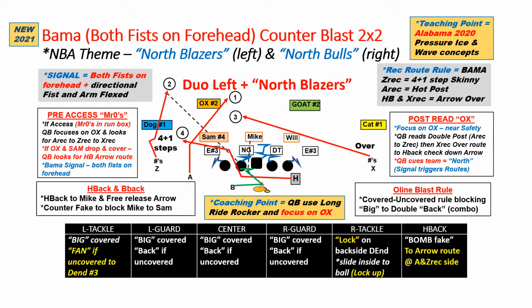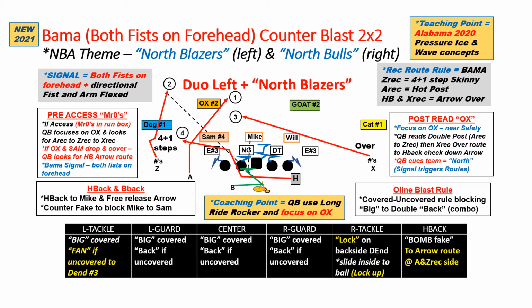Key point here, the quarterback needs to use a long rocker fake, riding his arms down with the back and then rocking back, but his eyes the whole time are focusing on the ox, which is the onside receiver. In the diagram here, he's in the upper left-hand corner. So you can see what happens against two high safeties. We're going to run a double post concept here first.